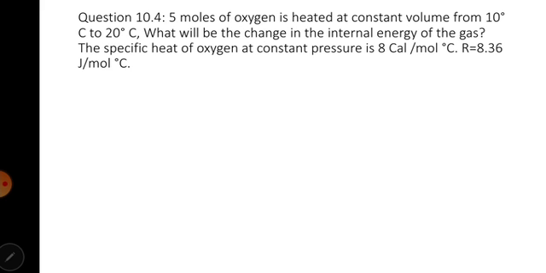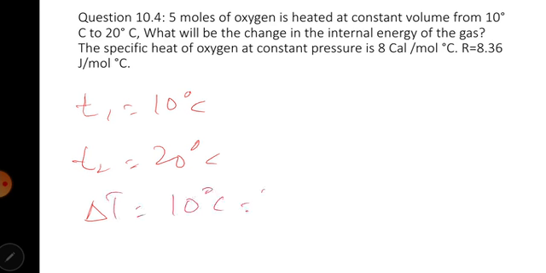Now 5 moles of oxygen. Number of moles of oxygen is heated at constant volume from 10 degrees Celsius to 20 degrees Celsius. T1 is 10 degrees Celsius. T2 is 20 degrees Celsius. Del T is equal to 10 degrees Celsius or 10 Kelvin. The difference of temperature on both scales is equal.